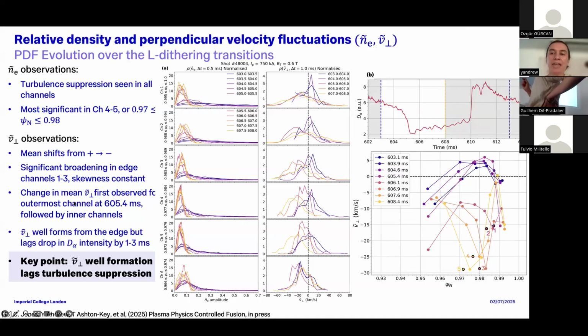The key point here is that what we think of as zonal flows are sufficient to trigger the ETB here. I mean, that's clear evidence of it. This is well before formation of the ER well. So the zonal flows themselves are sufficient to trigger the ETB. We see that a few milliseconds before.